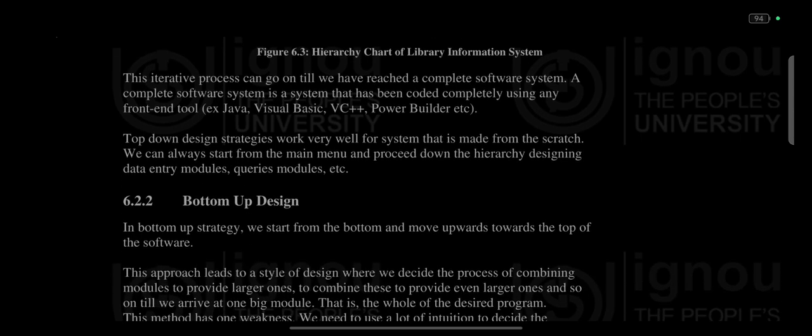This iterative process can go on till we have reached a complete software system. A complete software system is a system that has been coded completely using any front end tool, Java, Visual Basic, C++, Power Builder, etc. Top down design strategies work very well for a system that is made from scratch. We can always start from the main menu and proceed down the hierarchy, designing data entry modules, queries, modules, etc.